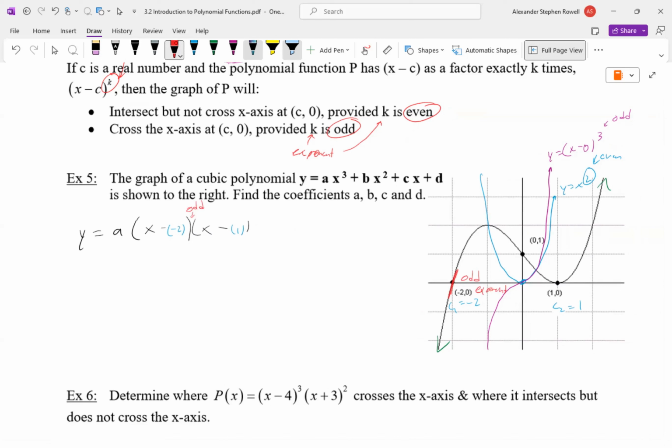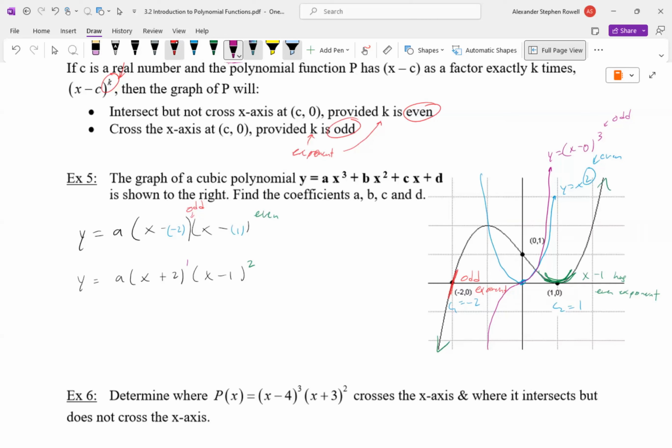And what about for x minus 1? It touches and turns around, doesn't pass through to the other side. So we say that x minus 1 has an even exponent. But what's the smallest even number? 2. The smallest this could be is 2, and the smallest odd one would be 1.